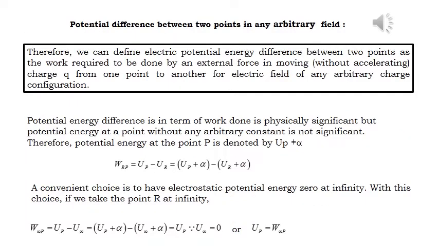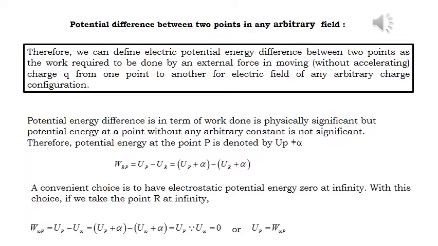Therefore, we can define the electric potential energy difference between two points as the work required to be done by an external force in moving the charge q, without accelerating it, from one point to another, for the electric field of any arbitrary charge configuration. So this point is very important.